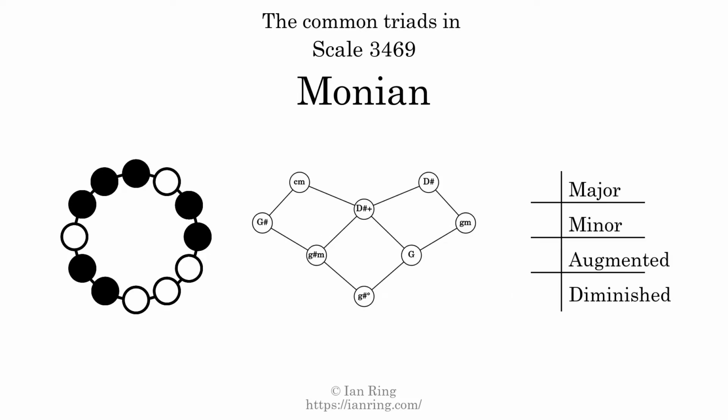Here are the common triads present in this scale. The diagram in the center is a graph of parsimonious voice leading between triads. There are 3 major triads. There are 3 minor triads. There is 1 augmented triad. There is 1 diminished triad. Here is a Hamiltonian path of parsimonious voice leading that uses all the triads.